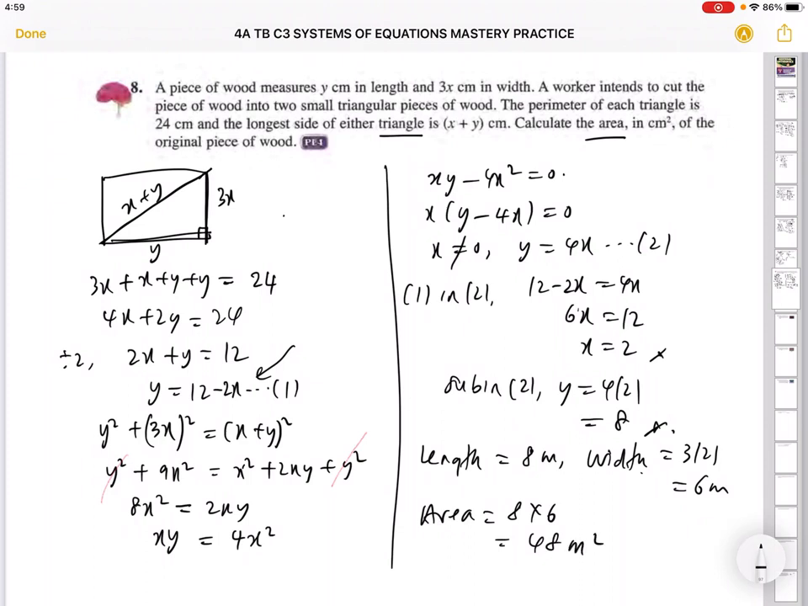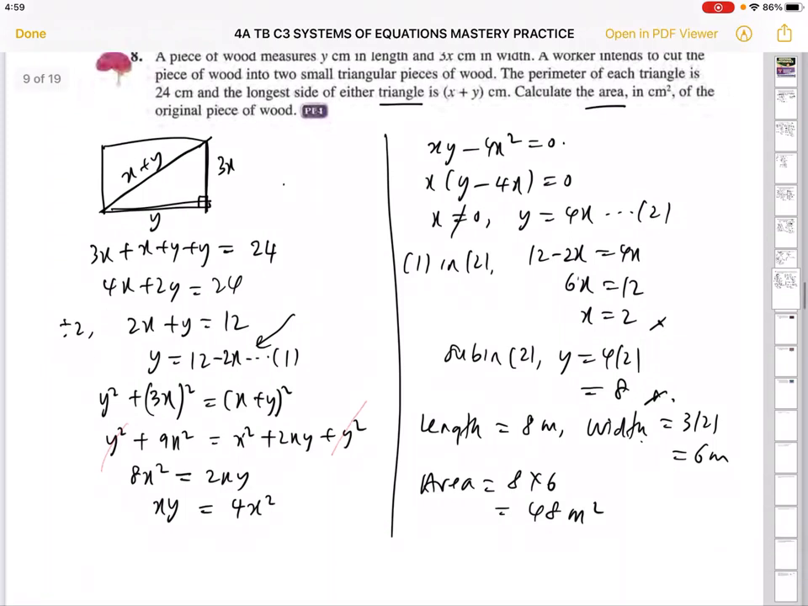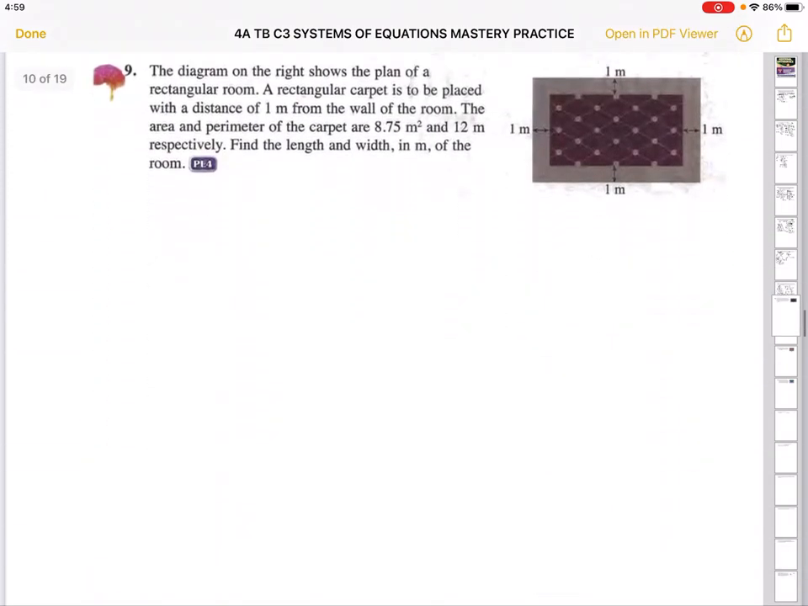All right, I've got 3 more questions to go. So question number 9. The diagram on the right shows a plan of a rectangular room. The rectangular carpet is to be placed at a distance of 1 meter from the wall of the room.